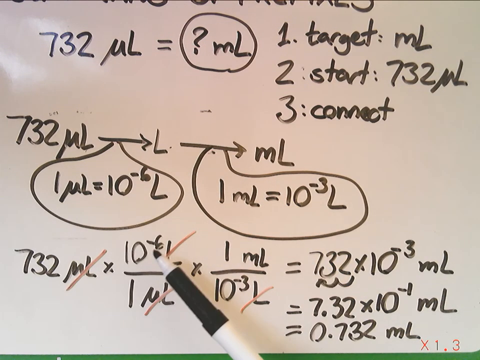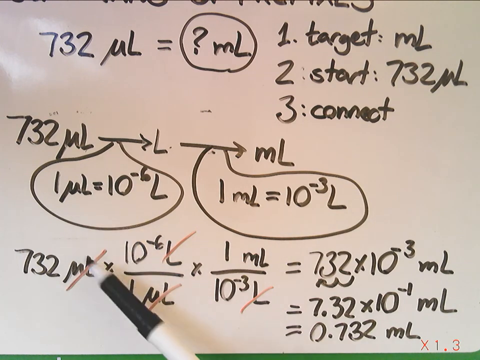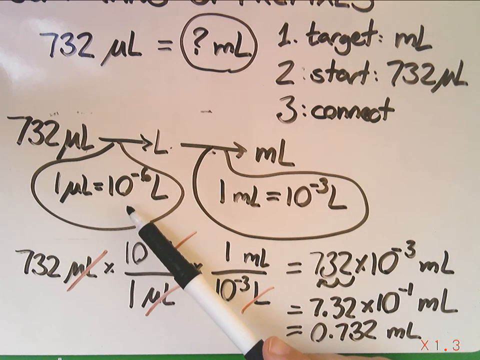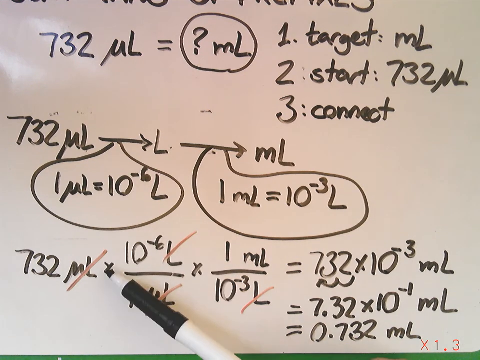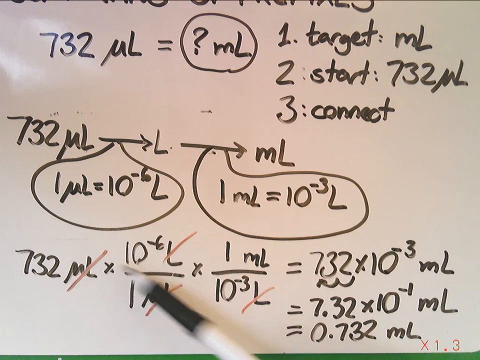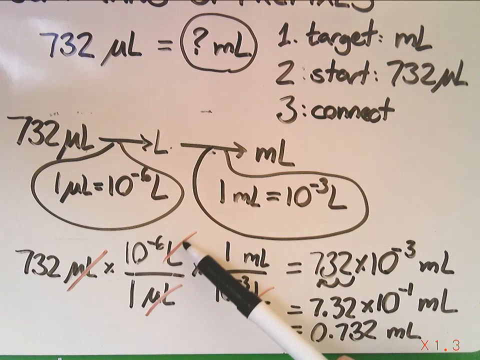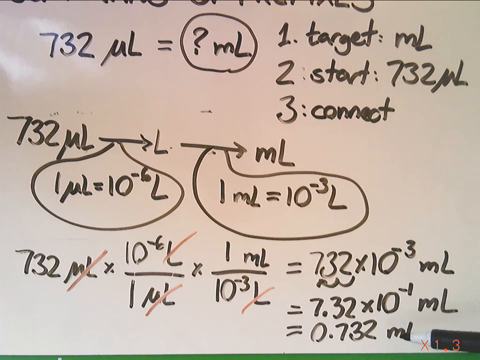Then, the fourth step, I take my roadmap and I turn it into a calculation. I am going to turn each of the little links into a fraction called a conversion factor. And I'm going to set up the conversion factor so that the units cancel out. The units I don't want are going to cancel to give me the units that I do want, the units of my target. And I will get a result of that.